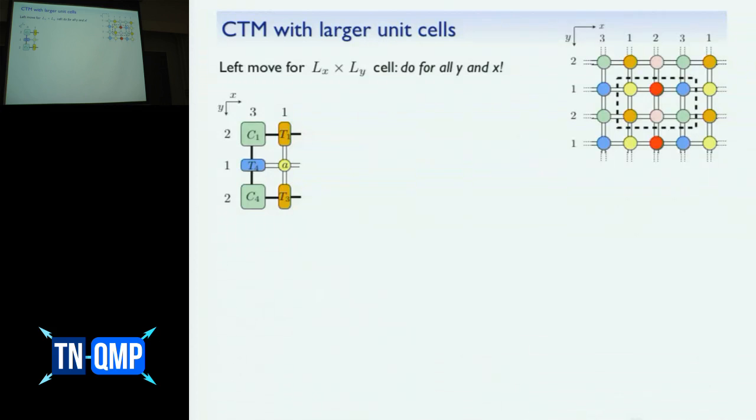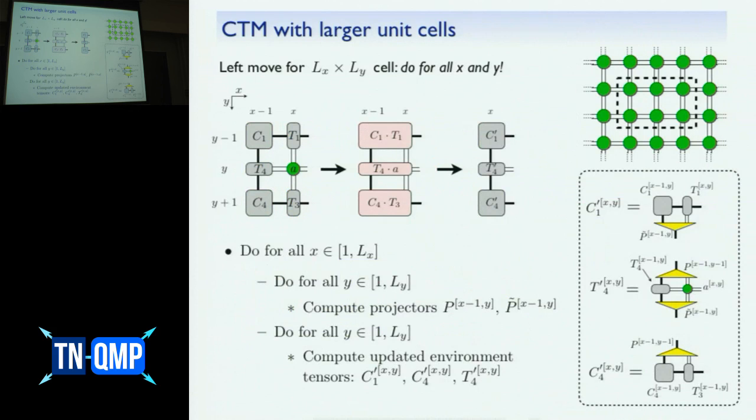Right? So here things are written out in pseudocode, right? So you do for all x in your unit cell, you do for all y in your unit cell, and then you first compute all the projectors for a given row, right? So these yellow ones, and then once you have computed all the projectors, you do again a loop over all y, and then do the renormalization of these edges here moving to the next position in x. Okay, so that's kind of things in pseudocode.